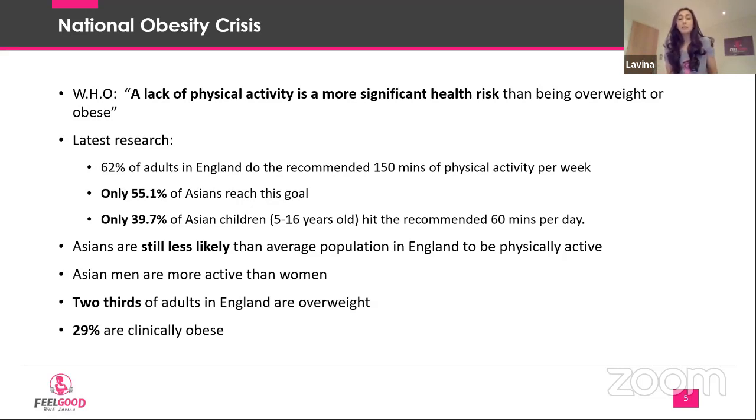And the obesity crisis is massive, because they're saying 2/3 of adults in England are actually overweight, and 29% of adults are clinically obese. So quite an eye-opener. I hope these statistics, and this presentation will be available later on YouTube, have a little look at these again, because this is the stuff that was feeding my passion to really get out there and help get awareness about this.